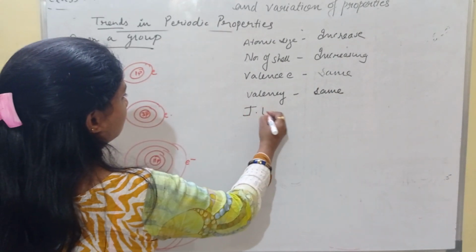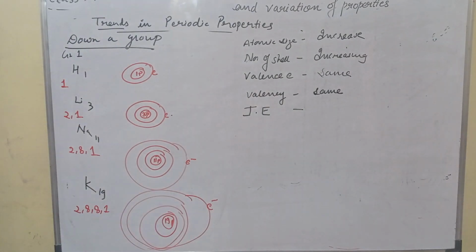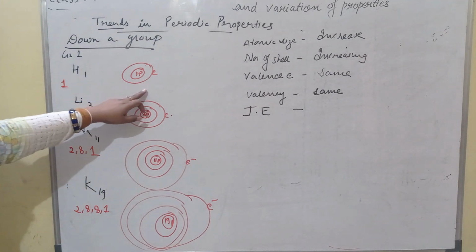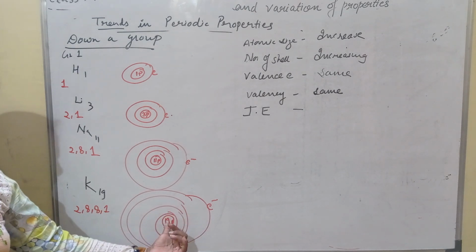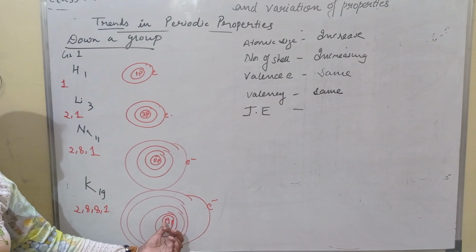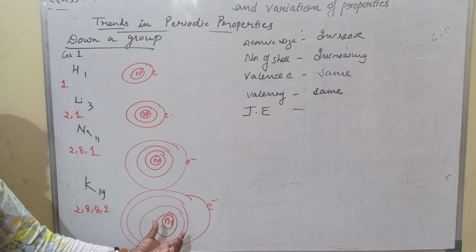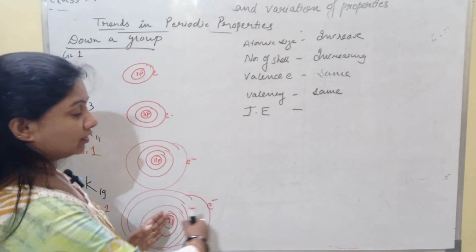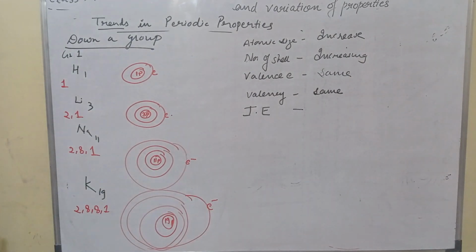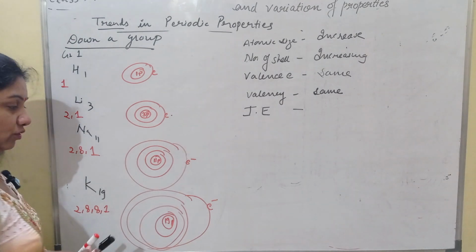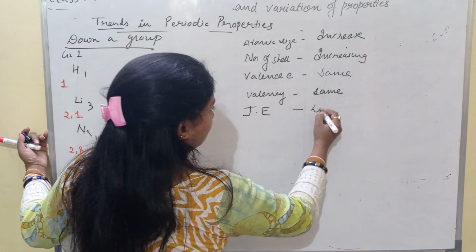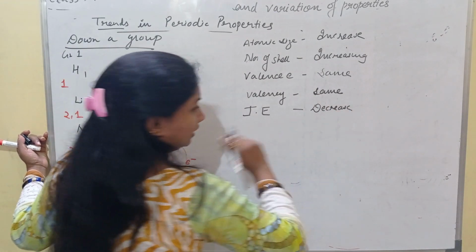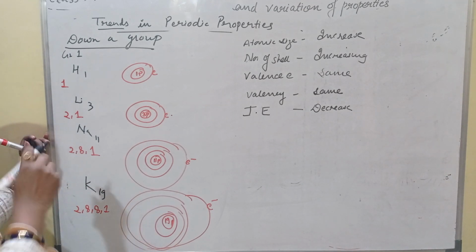Then ionization energy. What will happen to ionization energy here? It is the energy needed to remove an electron from the outermost shell. As we move down the group, you can see that the size is increasing, so the distance becomes large. The distance between the outermost electron and the nucleus is more, as a result of which this electron is loosely held. The greater the distance, the more loosely the electron is held, so the removal of the electron becomes easier. So as we move down the group, the value of ionization energy decreases, but along a period ionization energy was increasing.